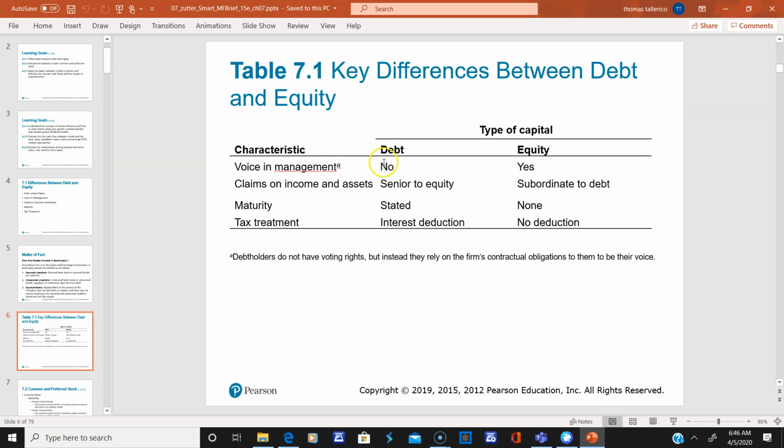So here's a table that kind of shows what we just talked about a little while ago. And here's the debt, and here's the equity. You'll notice there's no voice of management for debt, and you are senior to equity when it comes to claims if the company defaults. And maturity, there's a stated maturity. Technically, stocks should go on forever. And here's what I mentioned previously: there's an interest deduction for the company for the coupons, but there's no deduction on the dividends. So there's an interesting little note here about voice of management. Debt holders do not have voting rights, but instead they rely on the firm's contractual obligations to them for their voice.